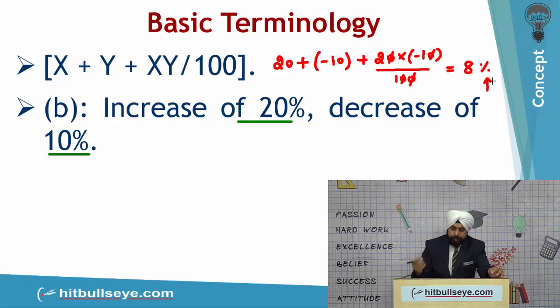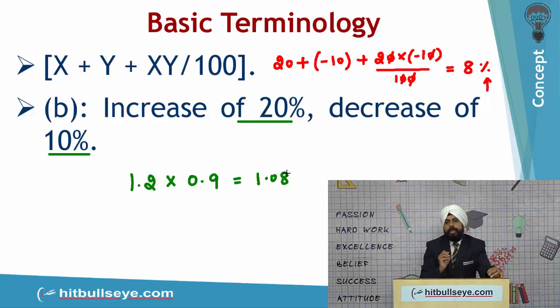Now in terms of the decimal, students, we can say an increase of 20% will make anything 1.2. A decrease of 10% will leave 0.9 behind. Now 1.2 into 0.9 is 1.08. As the original is taken as 1, your answer for the question becomes: there is an 8% increase, or it will be 8% up. Okay? After that, let's take one more example.